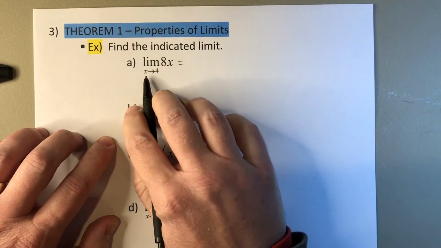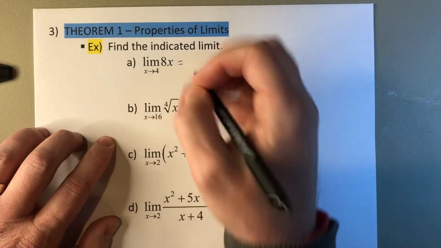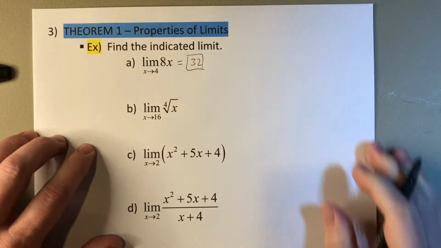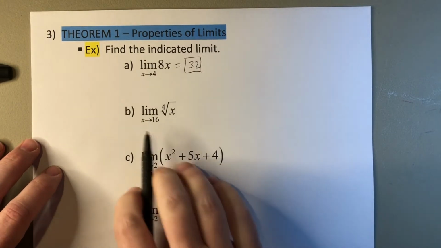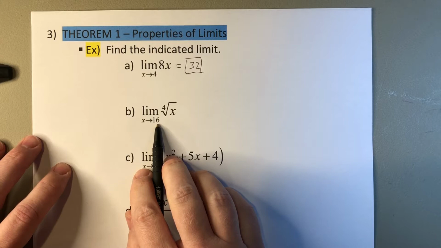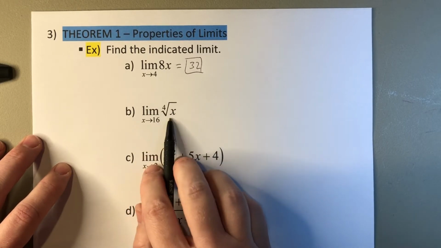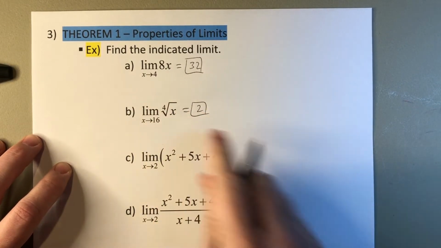So very simple. If x approaches 4, plug in a 4 here for x. What is 8 times 4? Well, I believe that's 32 last time I checked. This is a nice real defined number, and that is the limit. That's the answer. What about letter B? What's the limit of the 4th root of x as x approaches 16? Well, is it possible to replace 16 into this x and take the 4th root of it? Yes, it is. The answer is 2. And that's also the answer to the limit.